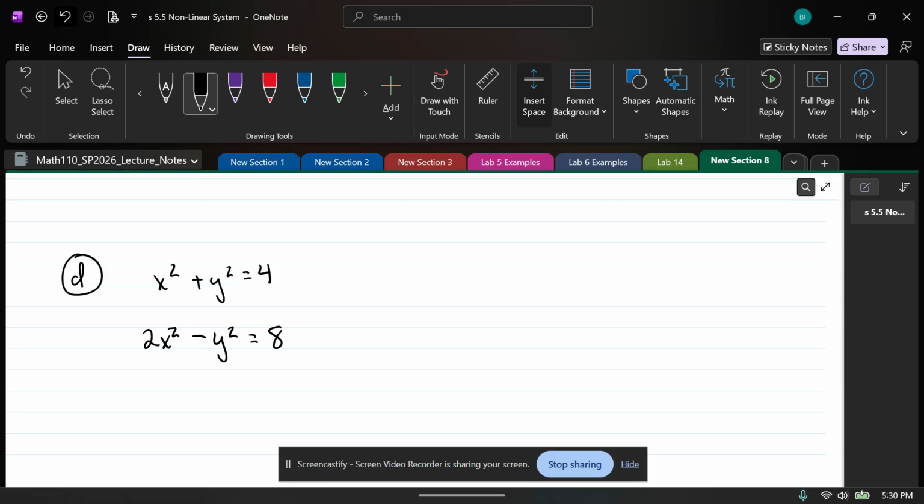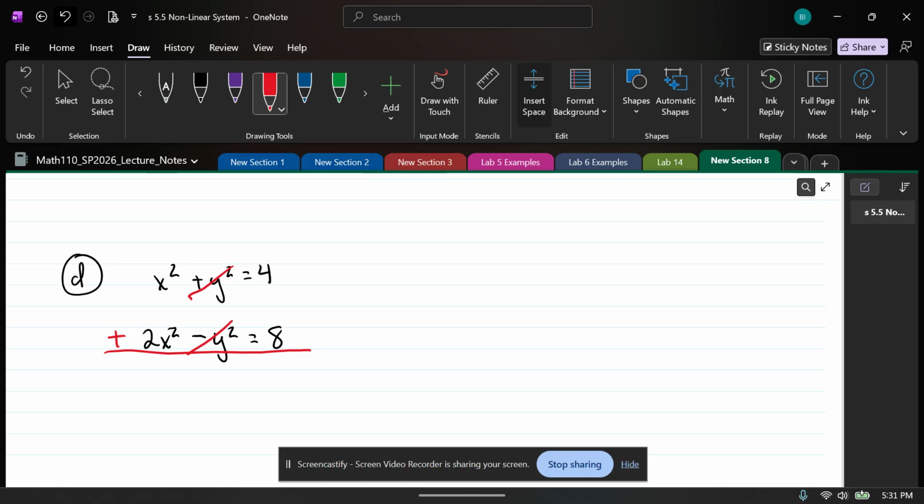Notice the first equation has a positive y squared and the second equation has a negative y squared. Those are opposites of one another. So elimination would be the best method on this one. So I'm going to eliminate the y squareds. I'm just going to add these two equations together, and y squared cancels out negative y squared.